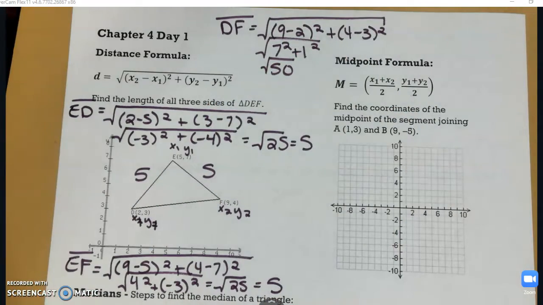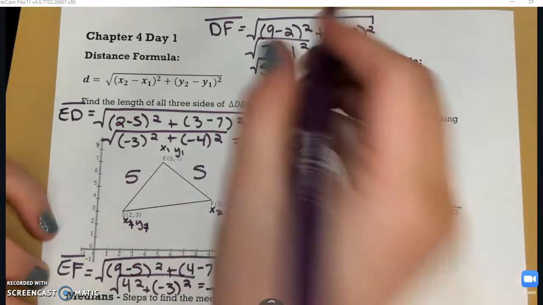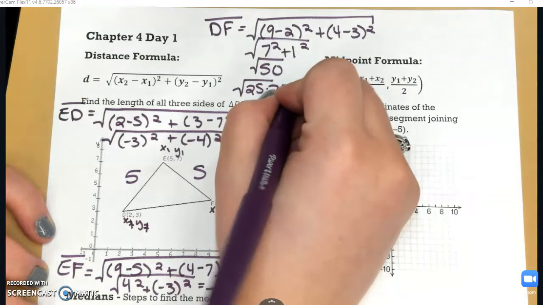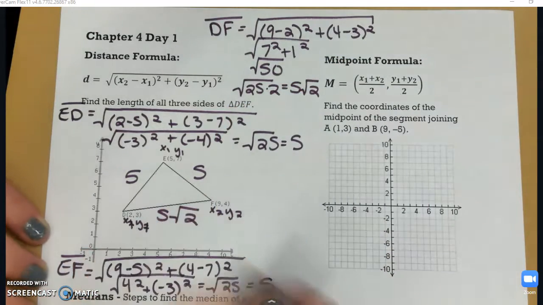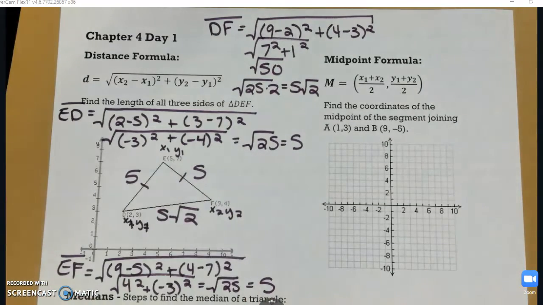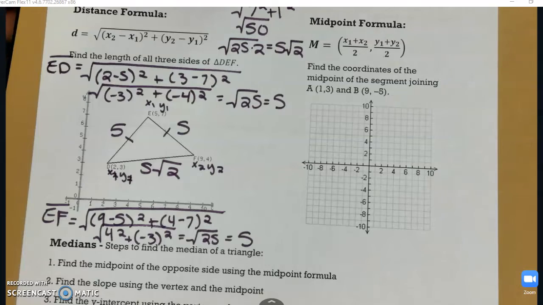Now, 50 is not a perfect square. What I do not want you doing is typing the square root of 50 into your calculator and giving me a decimal answer. I want a simplified radical. A factor of 50 that's a perfect square is 25. So I can take out 5 and leave the square root of 2. And this would be an isosceles triangle because these two sides are the same length. Okay. Distance formula. On to midpoint formula.